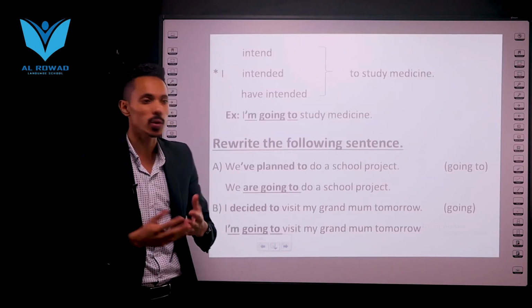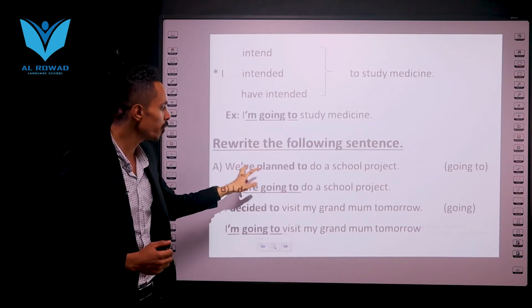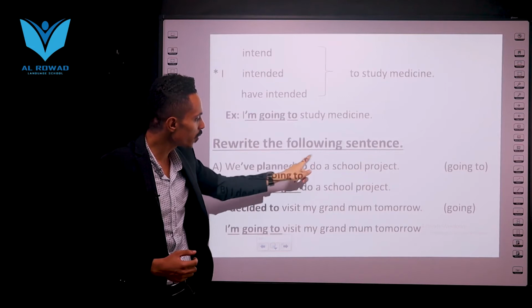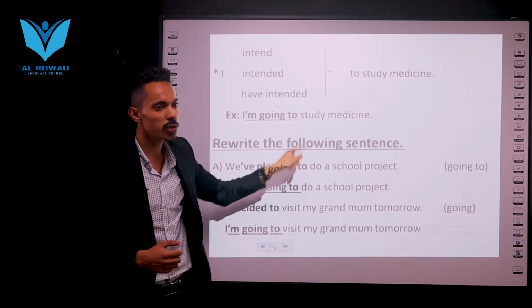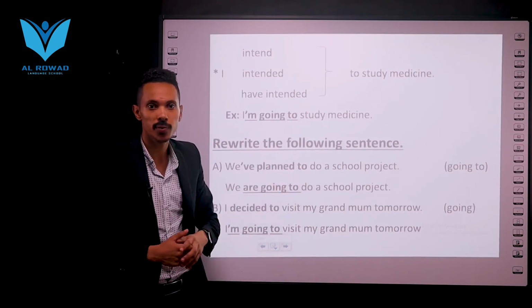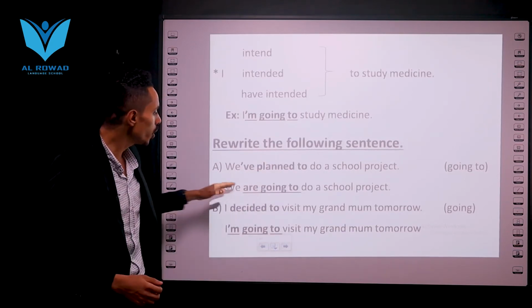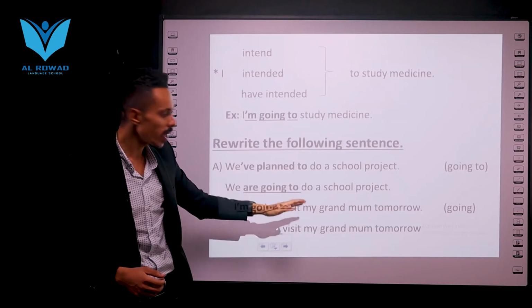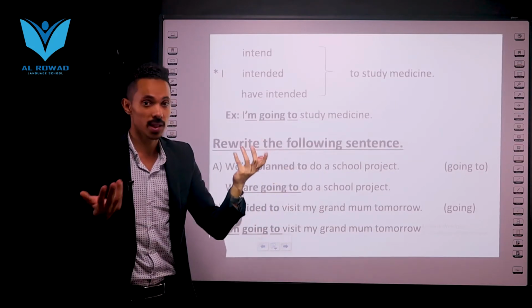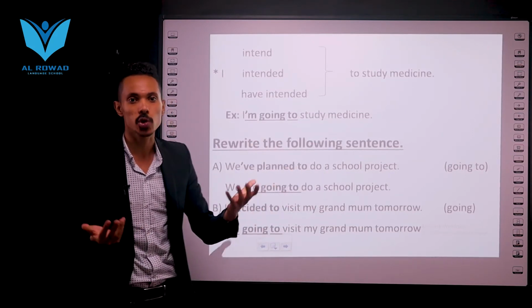How can I know? You can see the verb "have planned to", and the verb that I plan to do in the future, the infinitive verb. So it's a future plan. I can also say, we are going to do a school project. The same way to talk about future plans.